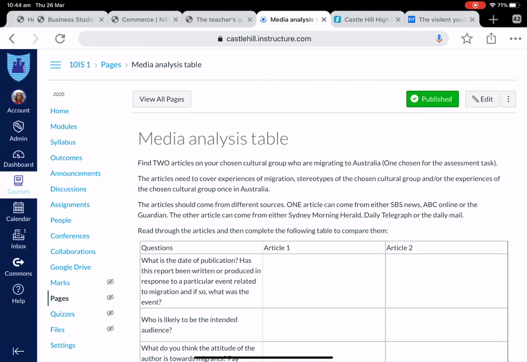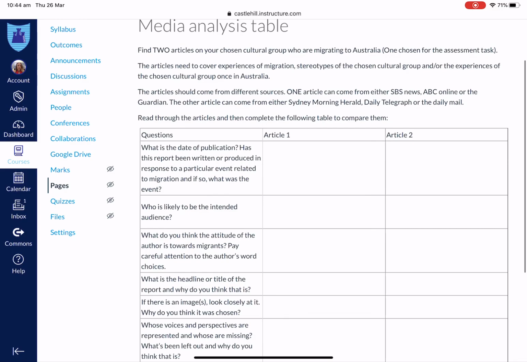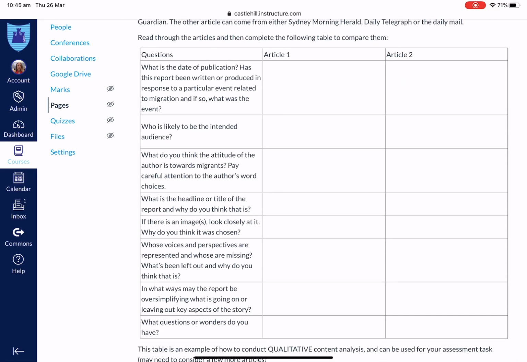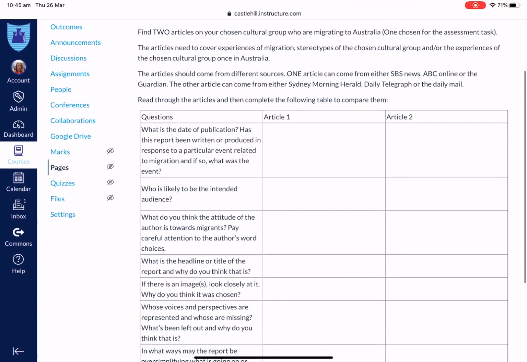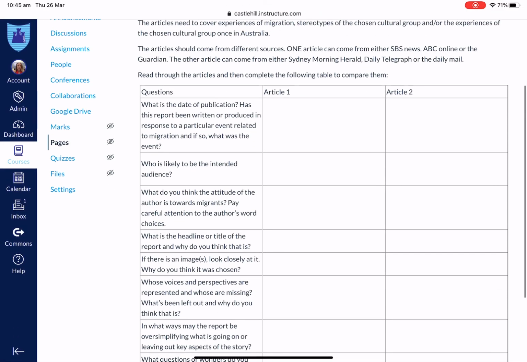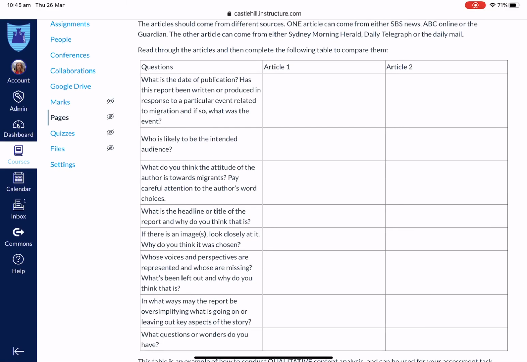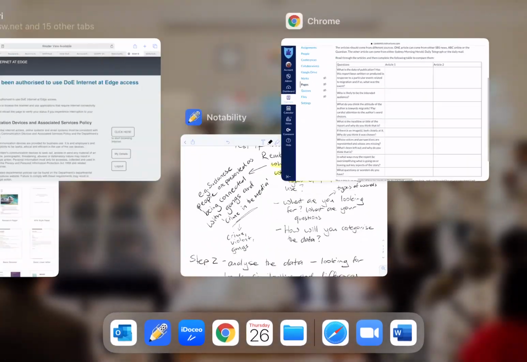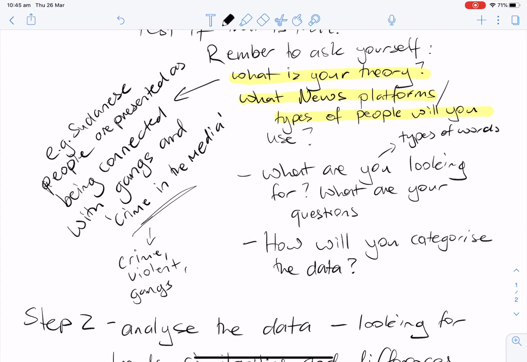If you're going to be using the qualitative research method, so you're not tallying words, you're looking at the whole article, this table is a really good thing to use to think about what am I looking for. You could use a lot of the questions there, but you don't need to use all of them. Key ones would be images, whose voice or whose perspective is given, does the article quote people from that cultural group you're looking at, or is it just the general public's view? And then obviously things like when it was printed or created.